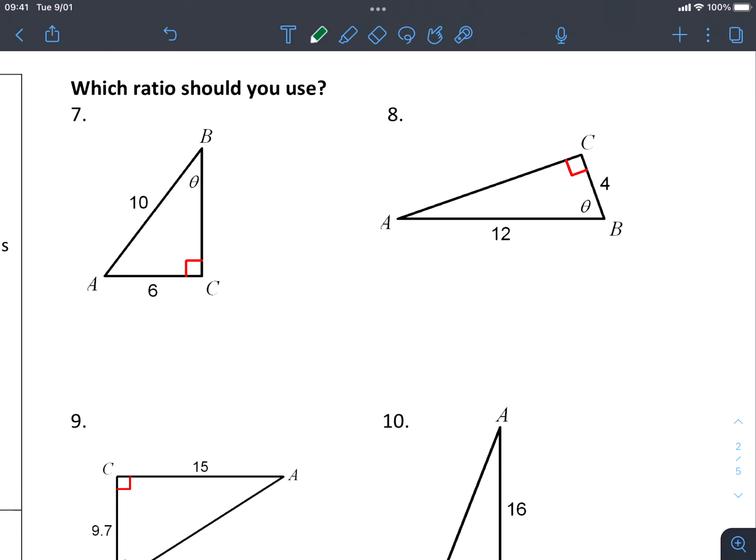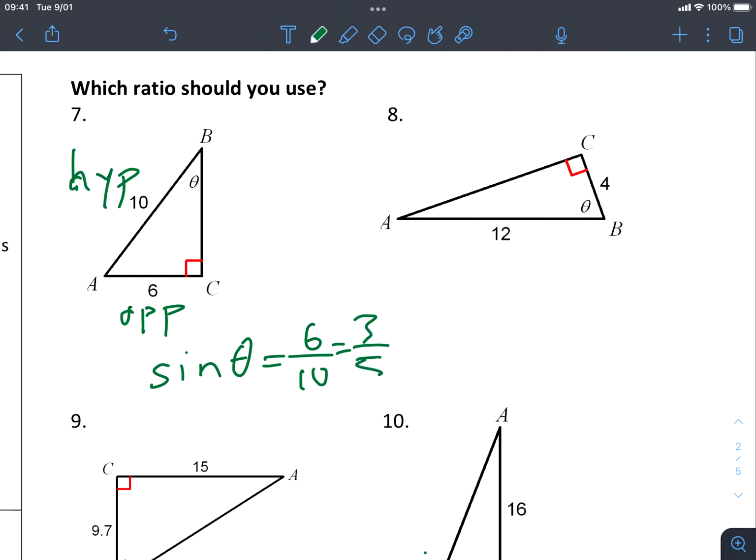So being able to choose the proper ratio depends on what information you're given. So in this case, if I know this angle and I know my opposite and I know my hypotenuse, well, I know opposite over hypotenuse must be sine. So I would say sine of theta is equal to 6 over 10, which is also equal to 3 over 5. So I'm just choosing the angle and the ratio that I'm supposed to be working with.